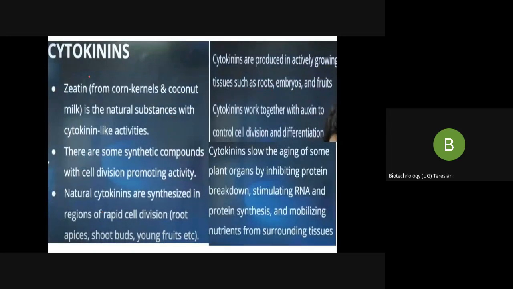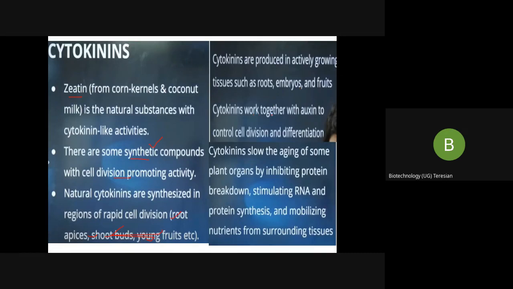Some of the commonly naturally available cytokinins is zeatin. It is a natural substance with cytokinin activity. There are some synthetic compounds with cell division promoting activity. Synthetic means it is man-made. And natural cytokinins are synthesized in regions of rapid cell division, okay, wherein the root apices, shoot buds, young roots, and etc. Cytokinins are produced in actively growing tissues, that is, here also, your roots, embryos, and fruits.